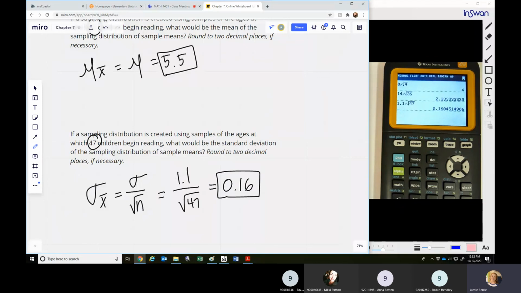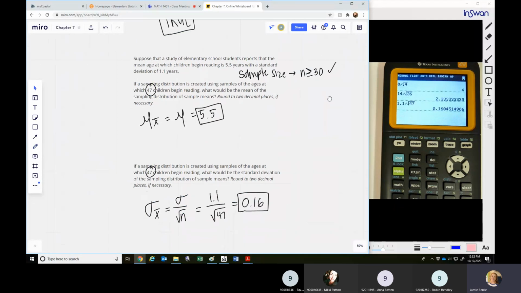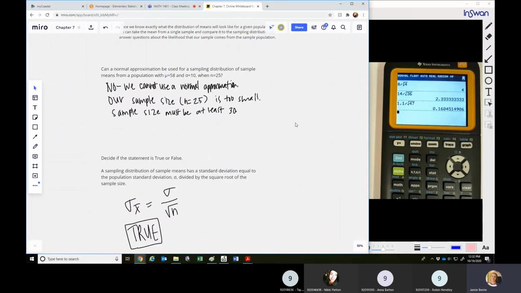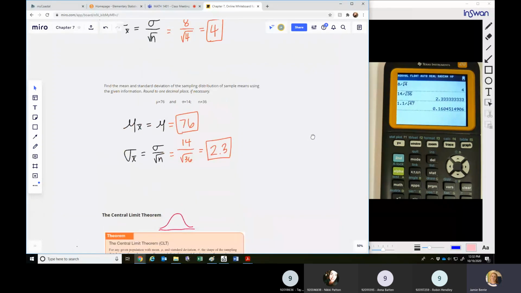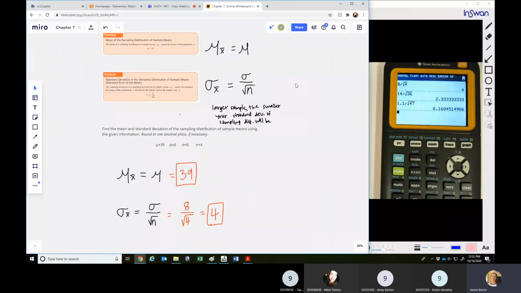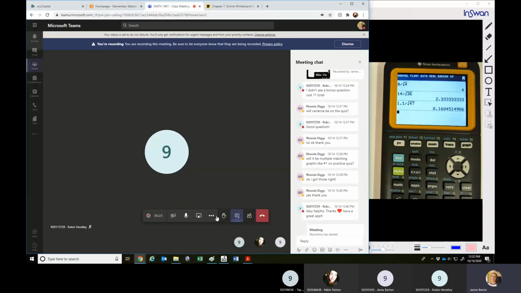All right, so we'll talk more about the central limit theorem tomorrow. But like I said, right now, what is most important is that you remember these formulas and you remember things like, for example, how the sample size needs to be at least 30 for us to be able to use the central limit theorem or these little formulas for the mean and the standard deviation of a sampling distribution. All right, I'm going to flip my camera back over.